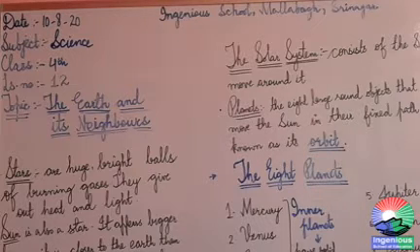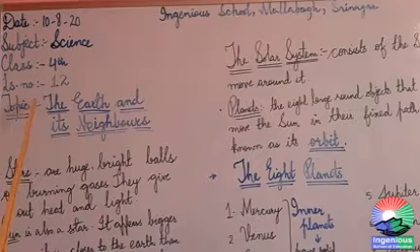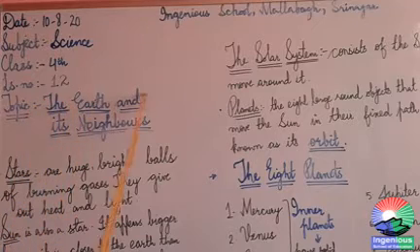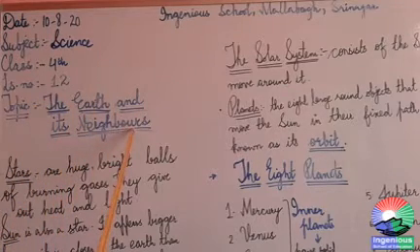Students, today we are going to learn about lesson number 12 of your science textbook. Our topic is the Earth and its neighbors.